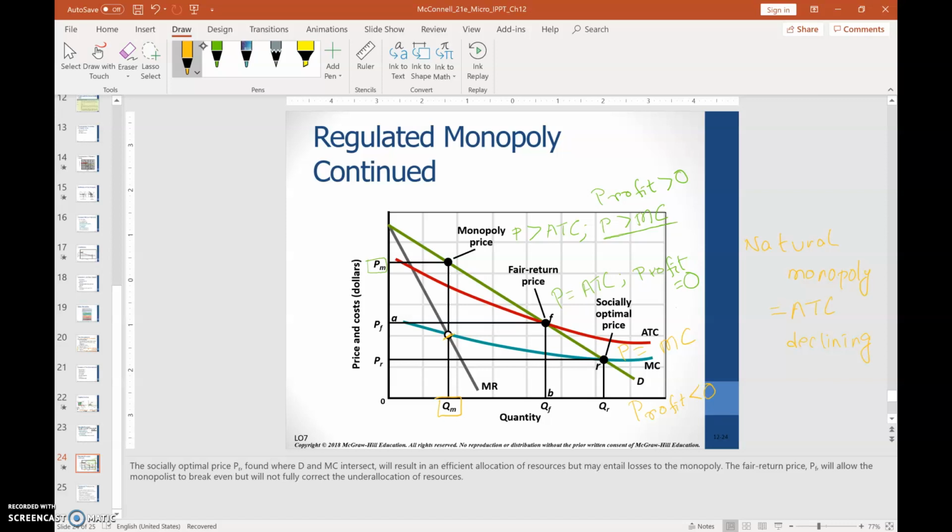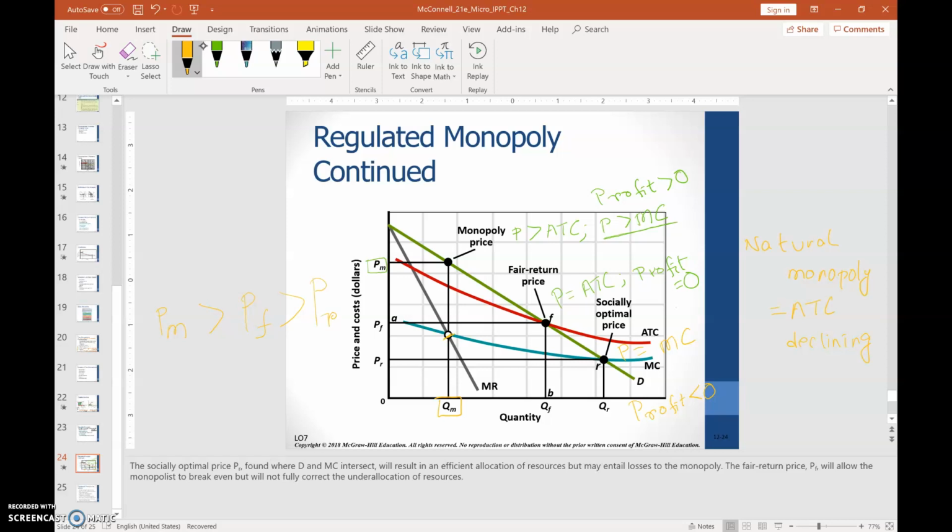So if you compare the prices here, the monopolist price is the highest, and that is followed by the fair return price, and that is followed by a socially optimal price as given by PR.